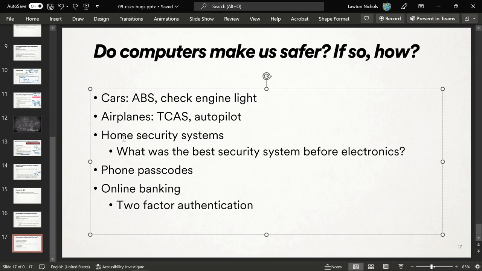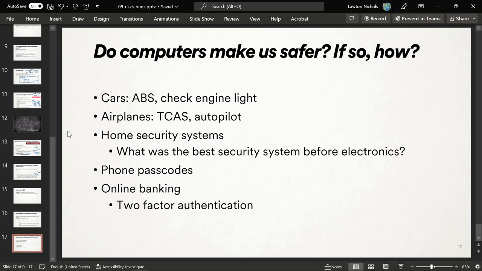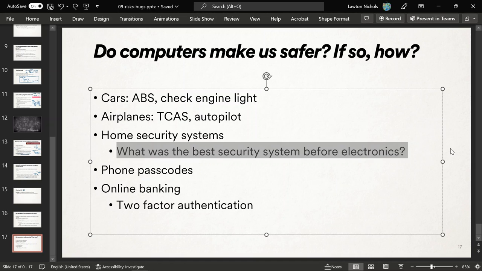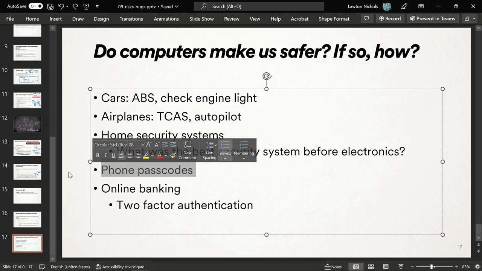Home security systems are pretty popular these days, I would say. A lot of people set up cameras, and that can deter people who might want to break in or vandalize or whatever. I think before electronics, the best security system was like a dog, right? Maybe we haven't yet come full circle, but we're doing pretty well with the cameras nowadays. Our phones are locked with a passcode, so people can't get access to our personal information.